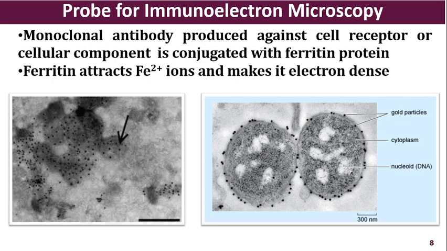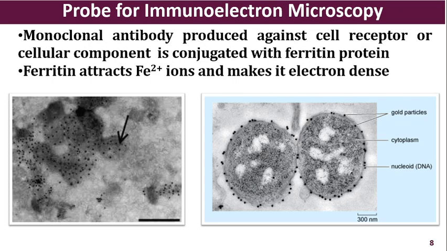Ferritin is a protein produced by bacteria, and this protein can be extracted from the bacterial preparation. Bacteria produce this protein to attract iron, and they need iron as a micronutrient for their growth. The advantage of this ferritin protein can be taken by conjugating this ferritin molecule with a monoclonal antibody produced against any cellular receptor or any cellular antigen which is specifically expressed by certain cells.